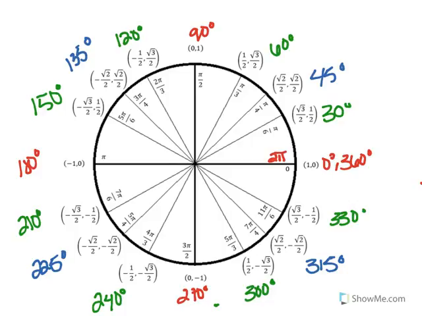So here's the unit circle with everything we've figured out so far. We've got our coordinate points, which we figured out with our special triangles. We've got our radians, and we've got our degrees.